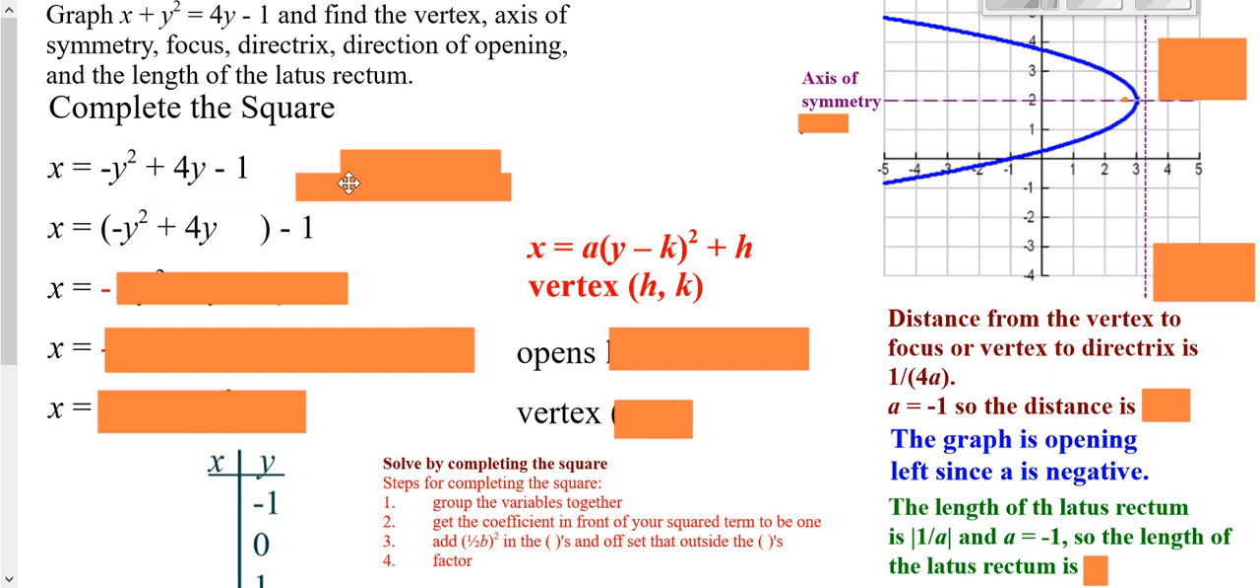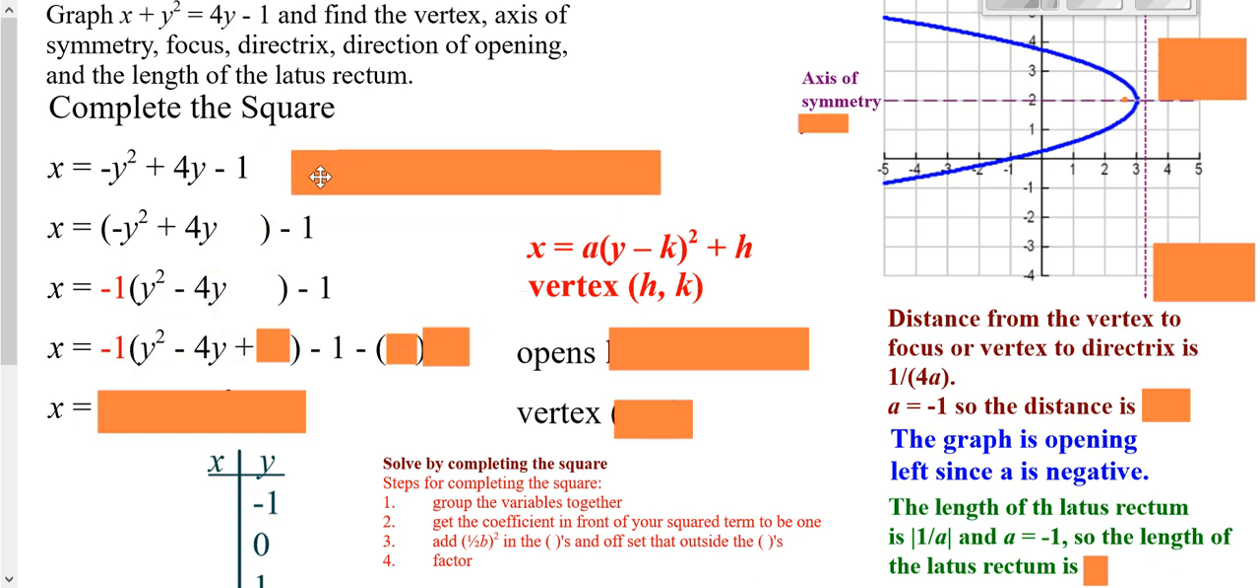Then I'm going to go ahead and group my y's together. So I'll lay the -1 out. Now, when you're completing the square, remember what's in front of your squared term has to be positive, so I'm going to pull a -1 out of the y's. Now I'll complete my square.